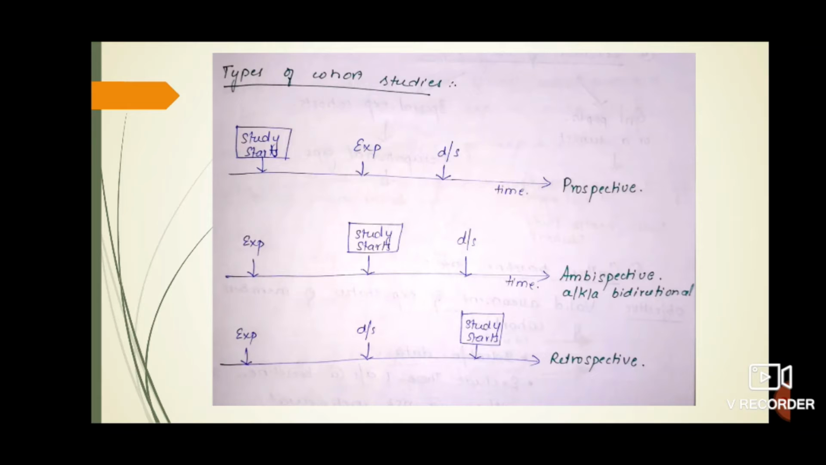There is also the retrospective study, as we saw earlier in the example of aniline dye workers and urinary bladder cancer. That is, both the exposure and the outcome would have occurred before the study was started.